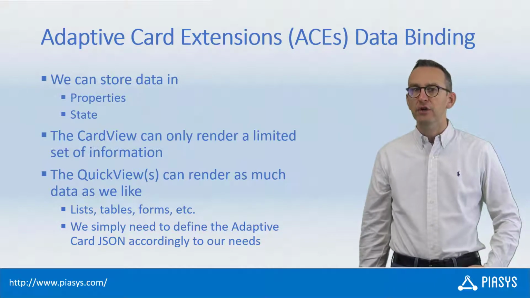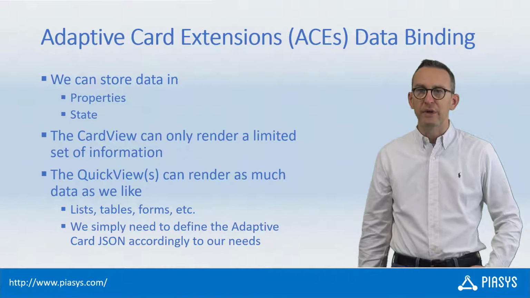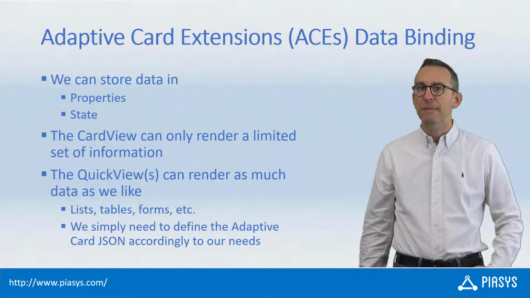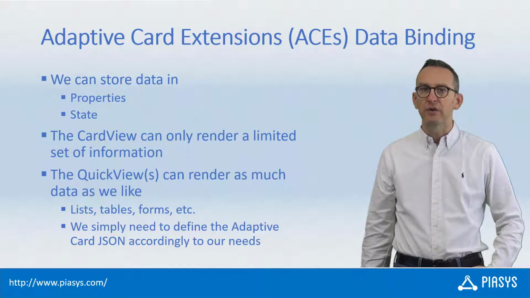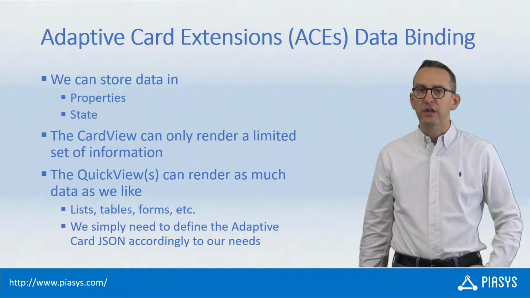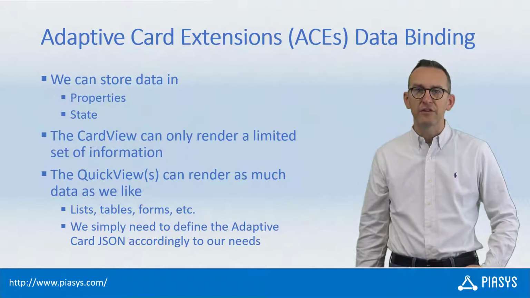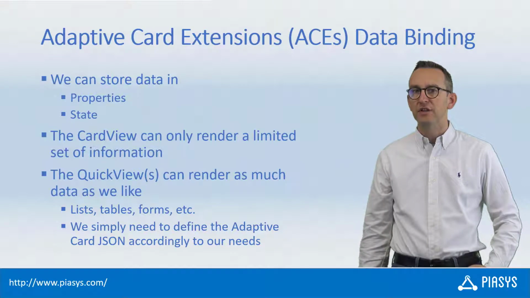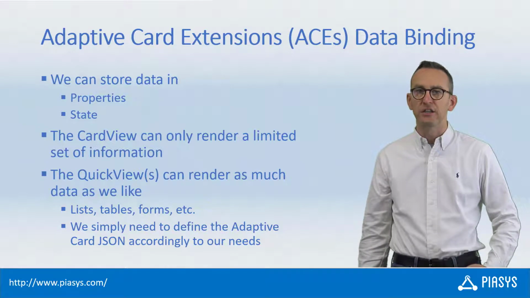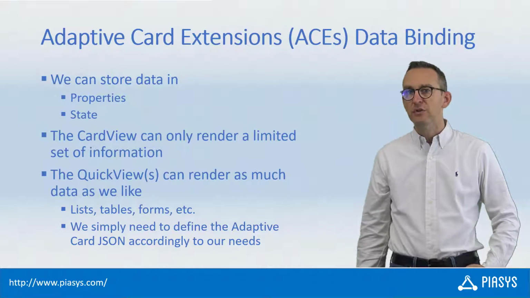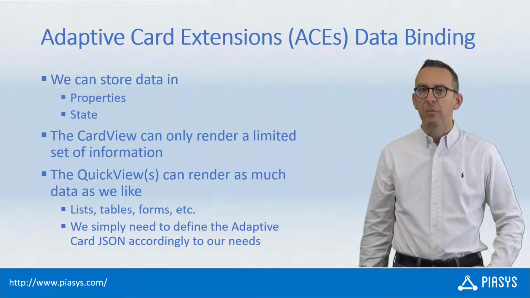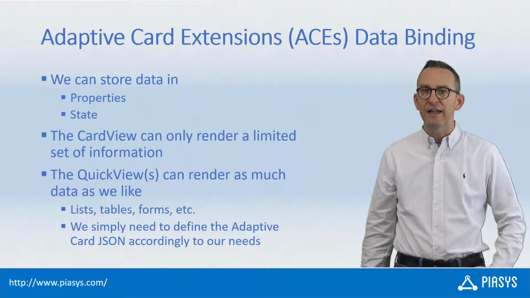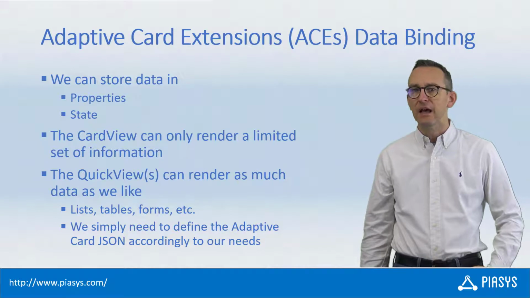However, in a card view, you can just render a limited set of information based on the card view base types that we have in SharePoint Framework. On the contrary, in any of the quick views that you can have in your adaptive card extension, you can render as much data as you like simply using a custom JSON for the adaptive card template. And as such, you can easily create a data binding rule in the JSON of the adaptive card, binding to the data that you get from the quick view getData method.